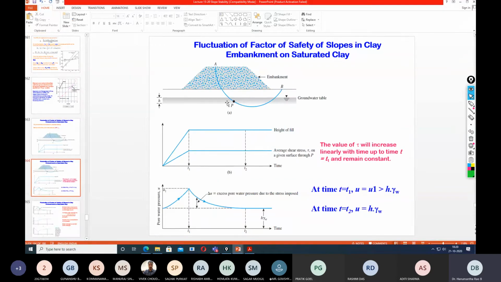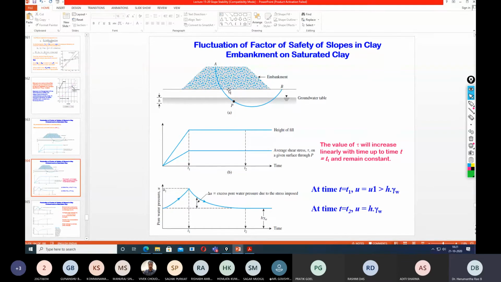So now what happens as you are progressing the construction of the embankment? What happens to the shear strength? Before we talk about the shear strength, there is an inherent relationship between the shear strength and the pore water pressure parameter. So here the shear strength, this is the average shear strength. When you are increasing the height of the embankment, the value of tau, that is shear strength, will increase linearly with time up to T equals T1 and remains constant thereafter. One important thing is that all these diagrams are with respect to point P, no other point, only the point P.